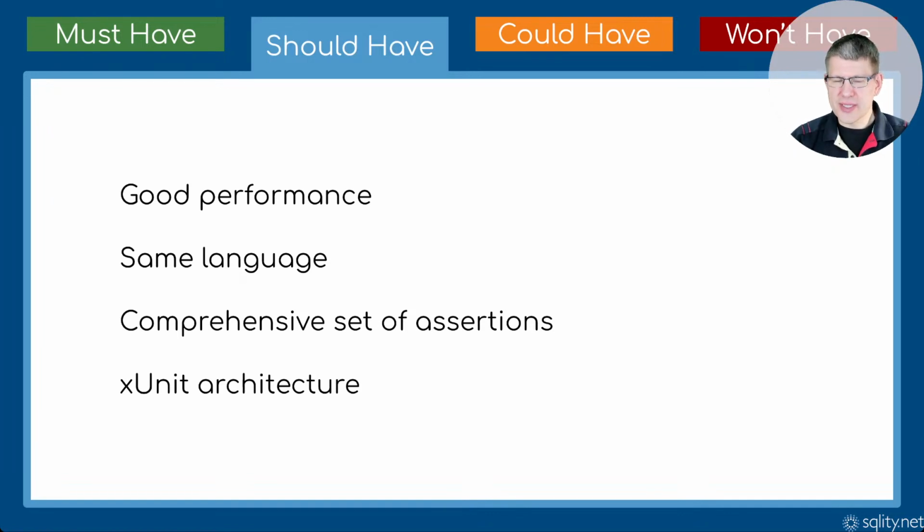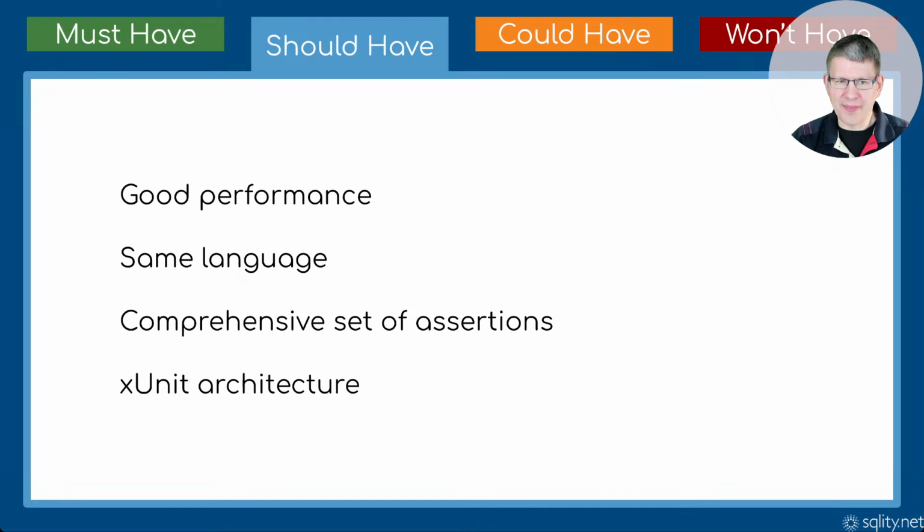Comprehensive set of assertions. You need to be able to test what you need to test. And comprehensive set of assertions, like an assert equal for strings, an assert equal for sets, all those things are really helpful, and you should look for them. And finally, the XUnit architecture is kind of the standard, so you should look for a framework that follows that architecture. So much for the should-haves.